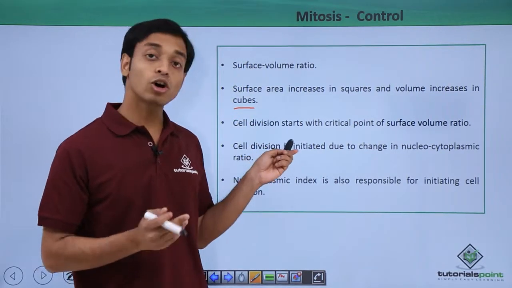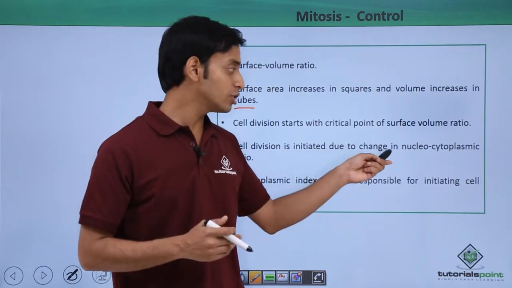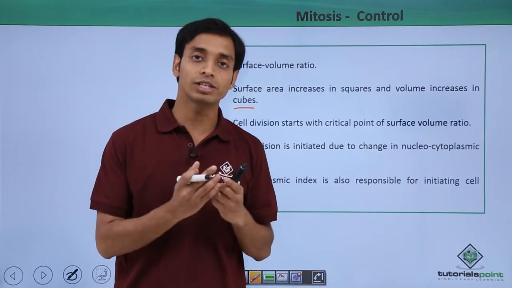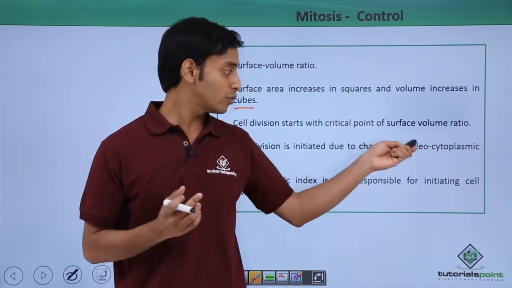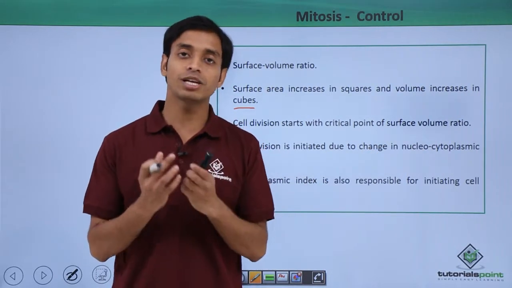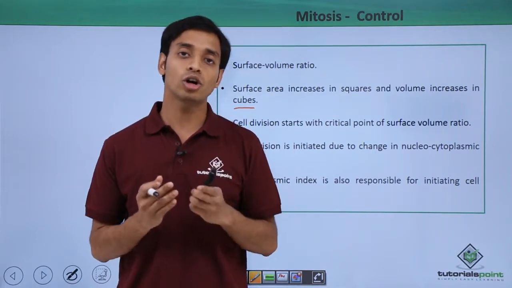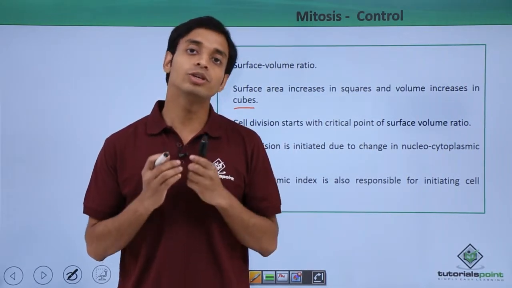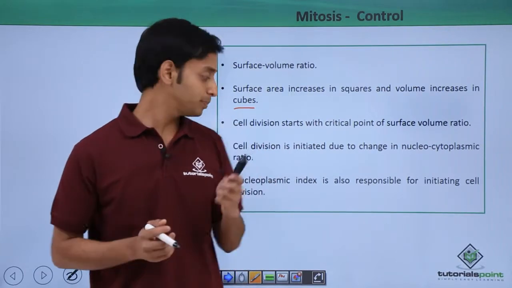The cell division is also initiated due to the change in the nucleocytoplasmic ratio, that is the amount of nucleus or the nucleic acids as compared to the cytoplasmic amount. This ratio also serves as a signaling point for the cell to divide or perform mitosis.